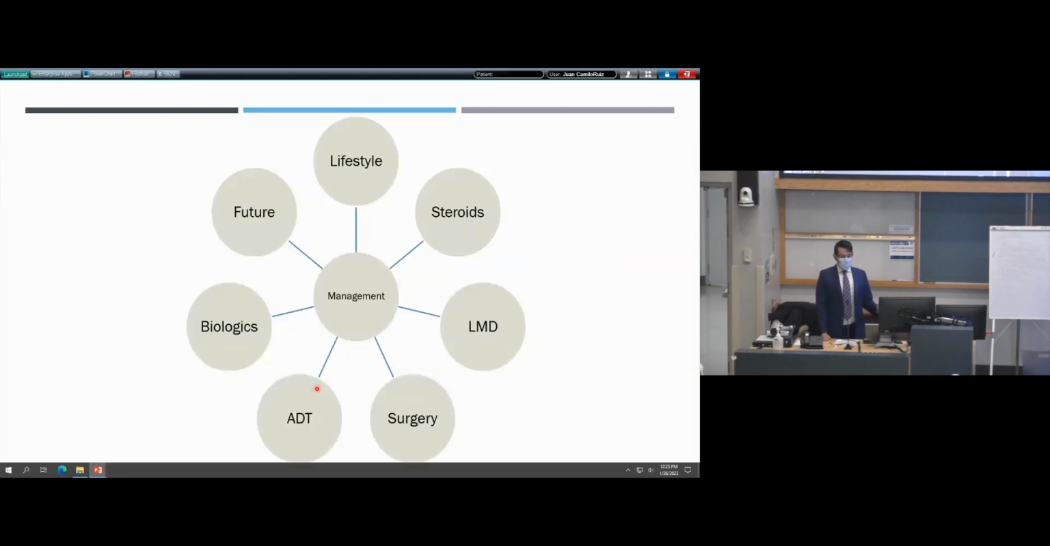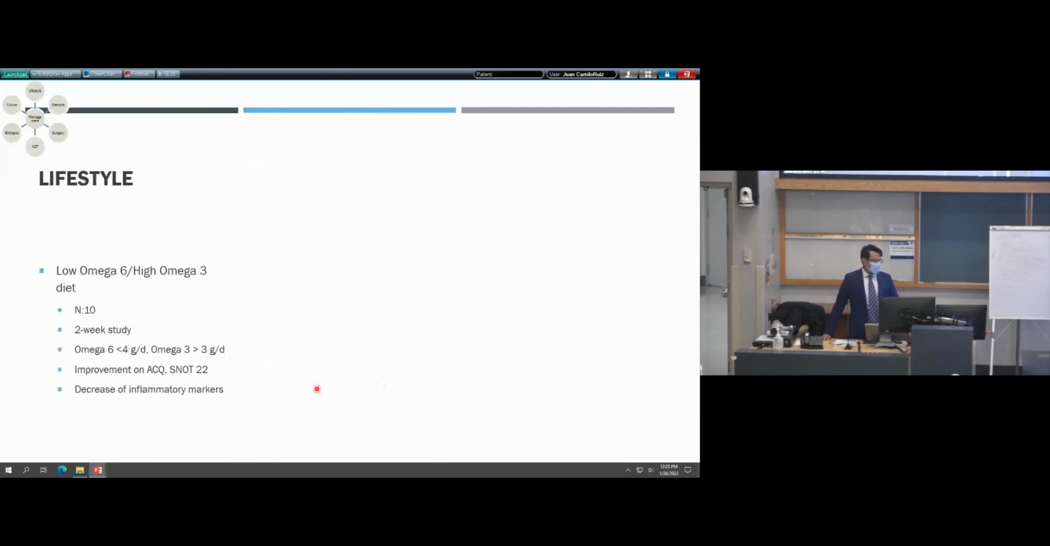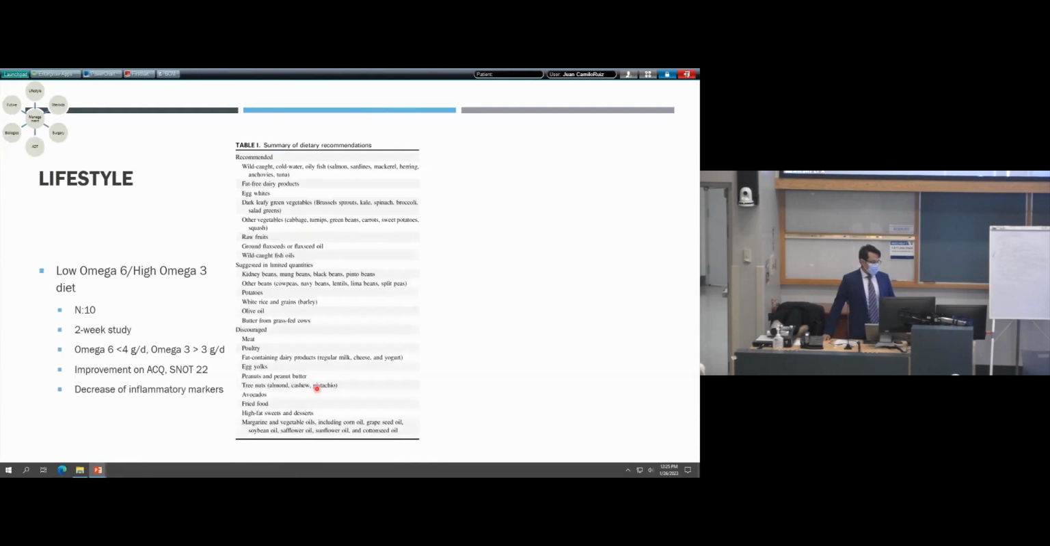All right, so let's talk about management. Now that you know the triad and the symptoms, how do we manage it? So we'll start with lifestyle. There's some evidence about a low omega-6 diet with high omega-3 fatty acids. This is a study out of Brigham's with 10 patients. It was a 2-week study where they would decrease omega-6 fatty acids like fried foods, butter, egg yolks, and increase fish oils, vegetables, flaxseed.